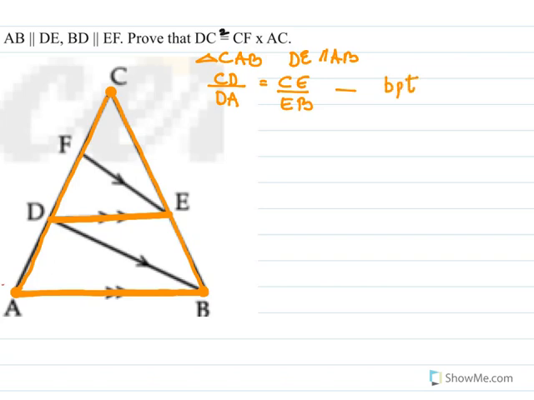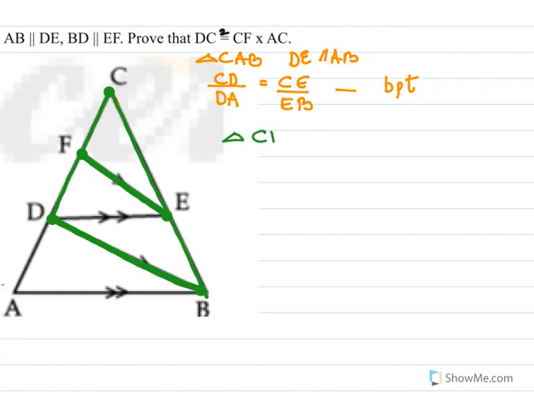I will take up the other parallel lines. We take up the triangle CDB. Here C, D and B. Here we have another set of parallel lines, that is FE parallel to DB.